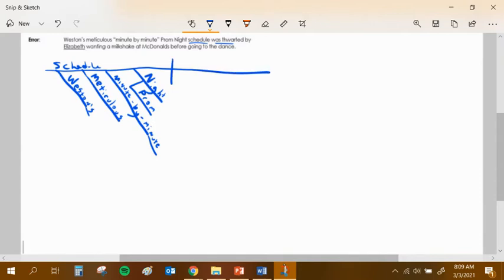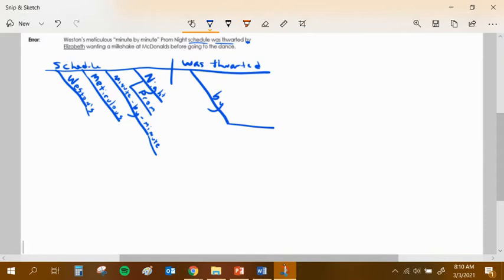Here's my verb, which was thwarted. It's in kind of a passive voice. And then I have this by, because it's in passive voice. So I'm kind of anticipating the word by. So it was thwarted by. And now I'm looking for my noun off of by. But I have a problem because I have both Elizabeth, but I also have wanting.